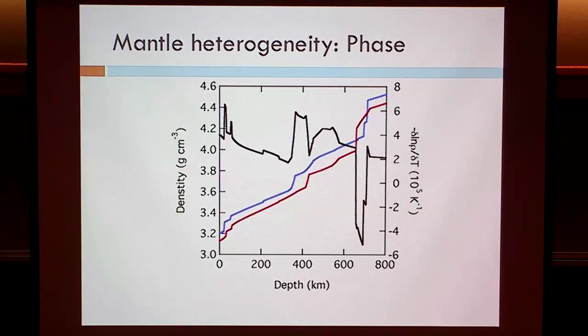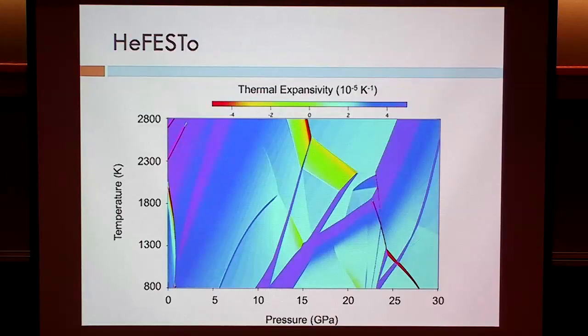And we're calculating this now as a function of pressure and temperature. This is the thermal expansivity everywhere in the upper 800 kilometers or so. And you get negative values here at the perovskite forming reactions, some negative there as well, as majorite and ferropericlase form. This is olivine to wadsleyite. This is wadsleyite to ringwoodite, etc.